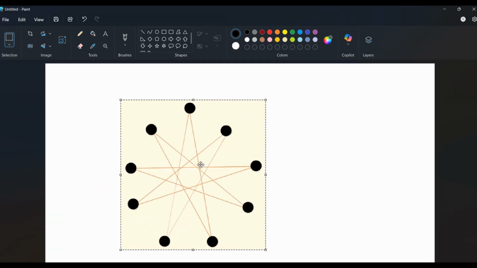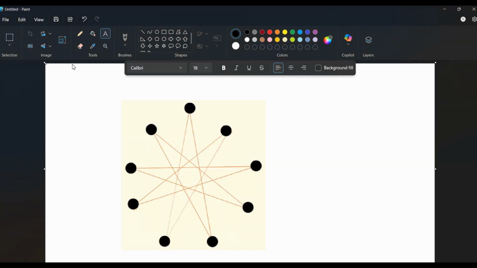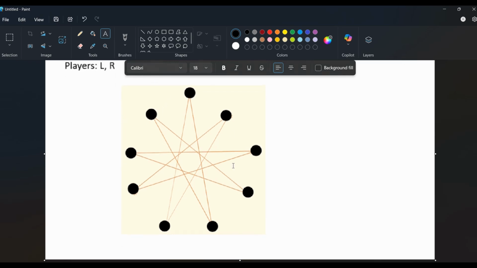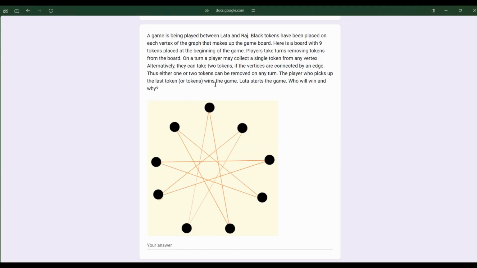So here we have two players called Lata and Raj. Let's just denote that with L and R. And we have 9 tokens. These players take turns alternatively removing these tokens. They can either remove a single token or a pair of tokens connected by an edge in each of their turns. And the player that removes a token or a pair of tokens at the end wins the game.